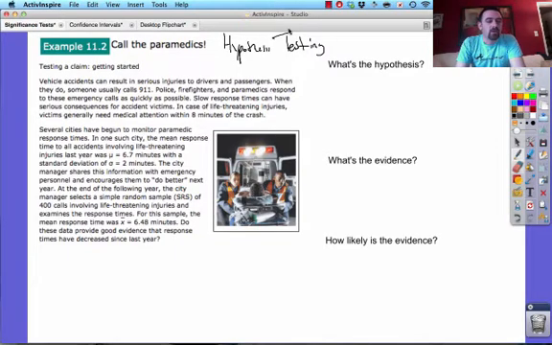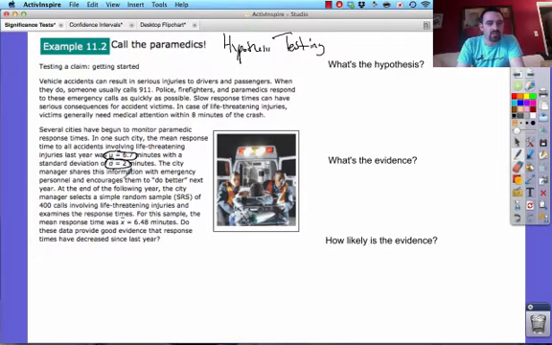Okay, so vehicle accidents can result in serious injuries. You can read this obviously. And so this has to do with an EMT response team, emergency medical team response. Several cities have begun to monitor paramedic response times. In one city, the mean response time is mu equals 6.7. So that is the true mean, at least for the previous year. And that previous year had a standard deviation of 2 minutes. So 6.7 on average, give or take 2 minutes.